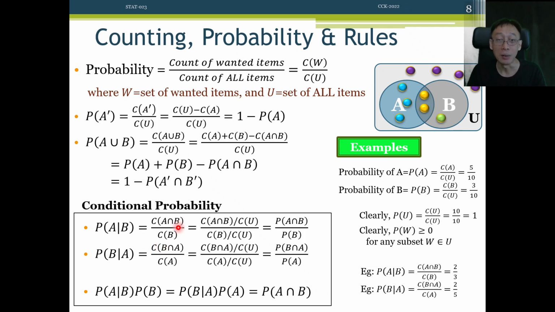So when it comes to calculations, definitely think about the counting. It helps a lot. I can't tell you more than that. Now, why does the counting work? Because when you do the counting, and if I divide by C of U upstairs and downstairs, you see that upstairs is itself a nice definition of probability. So I can say this is P of A intersect B. And downstairs is just P of B, right?